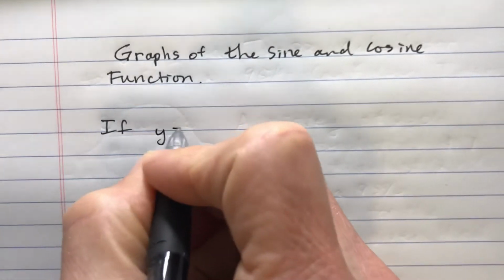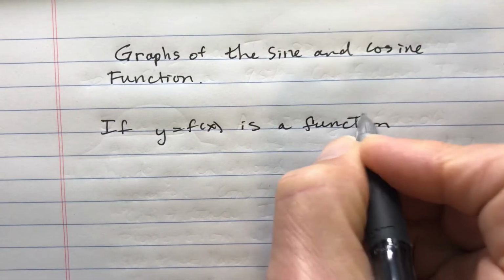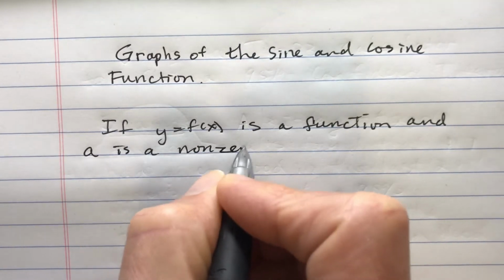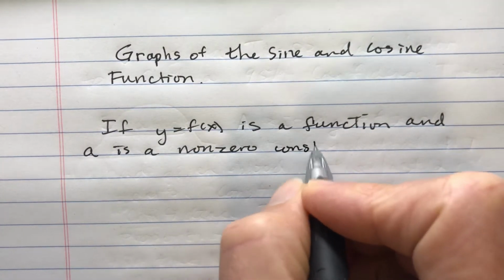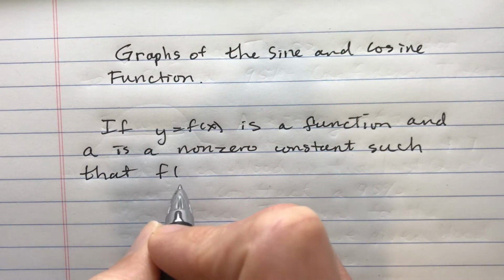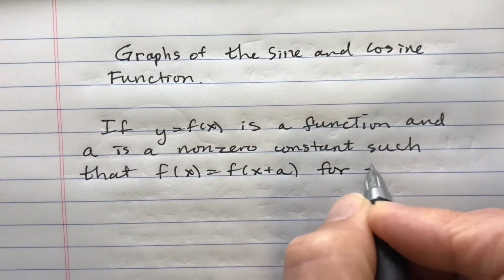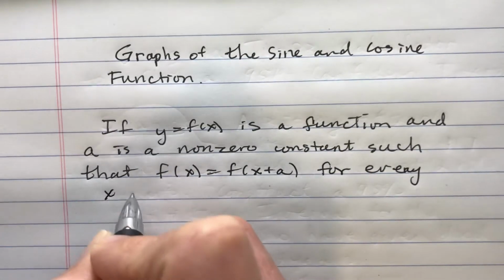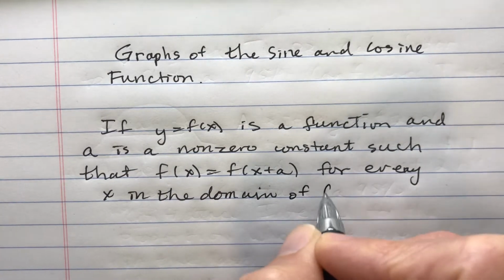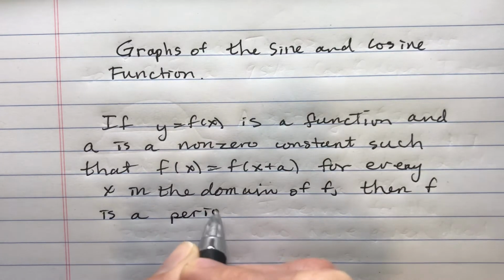If y equals f of x is a function and a is a non-zero constant such that f of x equals f of x plus a for every x in the domain of f, then f is a periodic function.